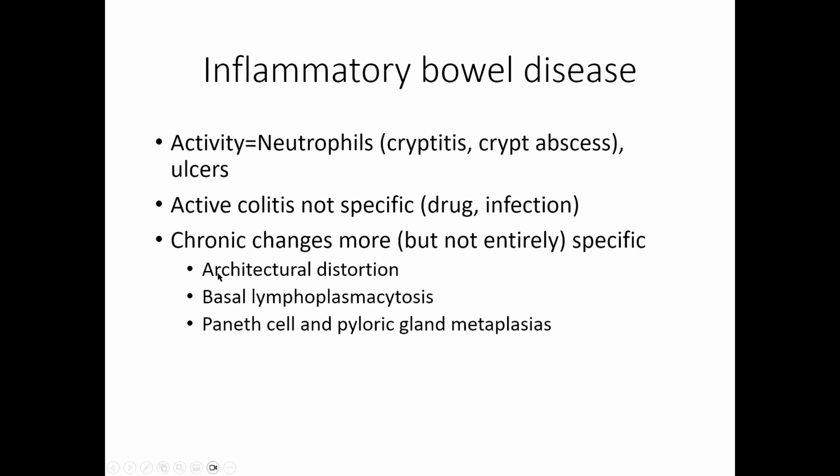The things that we had looked at just a moment ago were architectural distortion. Also, you can have increased lymphocytes and plasma cells at the base of the crypts. And then you can have some metaplasias, so some transformation of cells into Paneth cells, or cells that look like the cells of the pyloric glands of the stomach. These features indicate a chronic inflammatory process, and so they can more strongly suggest IBD. But chronic diverticulitis can produce a similar picture, and diversion colitis can produce a similar picture. So they're not entirely specific, but they're more specific than the features of active colitis.